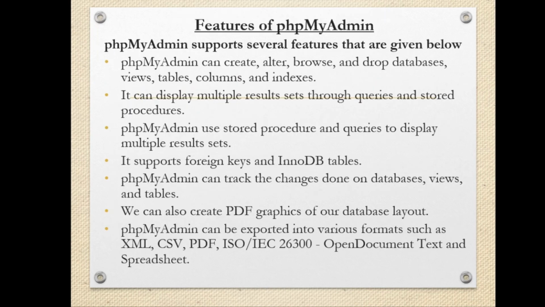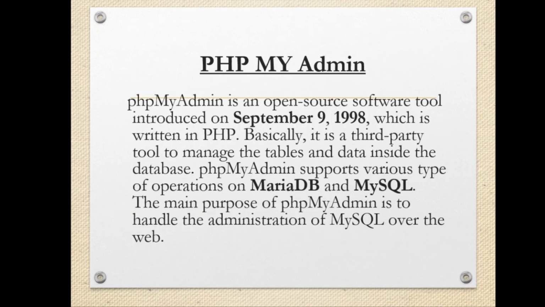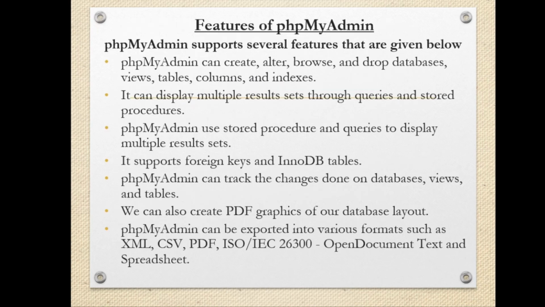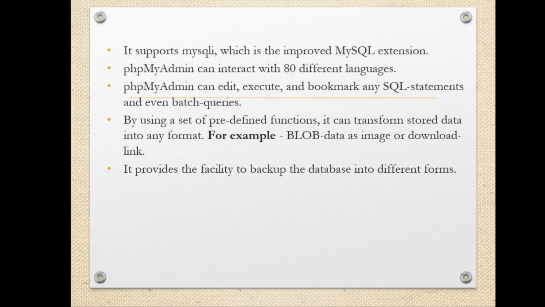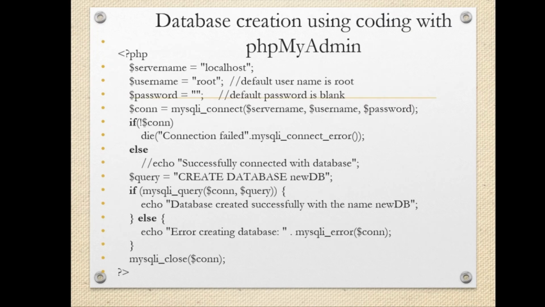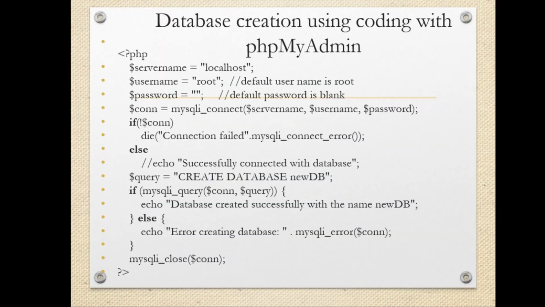So students, this is the end of chapter number 7. A quick recap of what we did in chapter number 7, the last chapter of PHP, that is PHP MyAdmin. We have seen the history of PHP MyAdmin. We have seen the features of PHP MyAdmin. Again, we have seen the advantages of PHP MyAdmin. We have seen the code, how to create your database with manual PHP code. So this is the end of chapter number 7. Thank you.